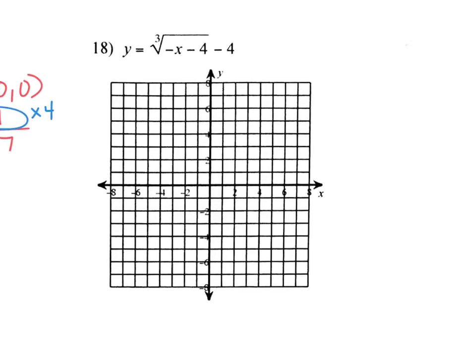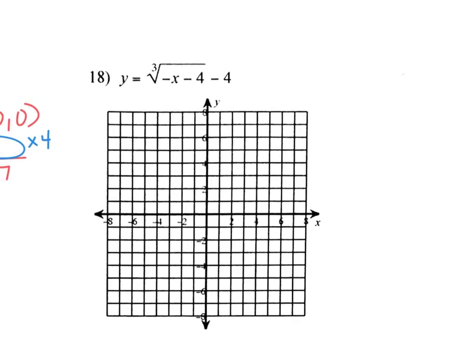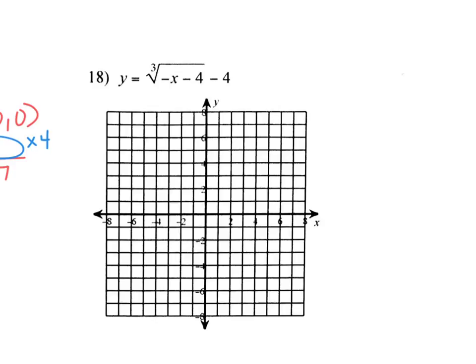And then question 18. On this one, I should have changed this for you, and it will be changed for you on your test tomorrow. Notice that there's a -x and there's no parentheses. Let's rewrite this one to be y equals the cube root of -1, I'm factoring out a -1 here, x plus 4, minus 4. Okay, that's the same thing.